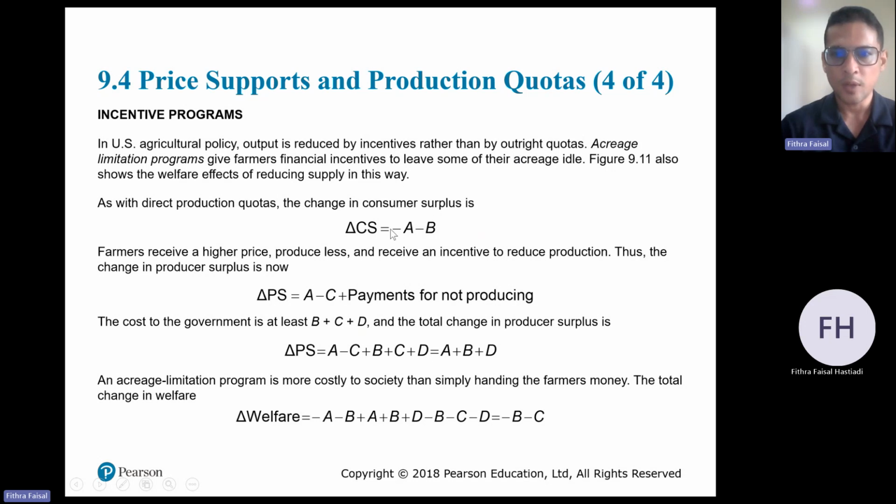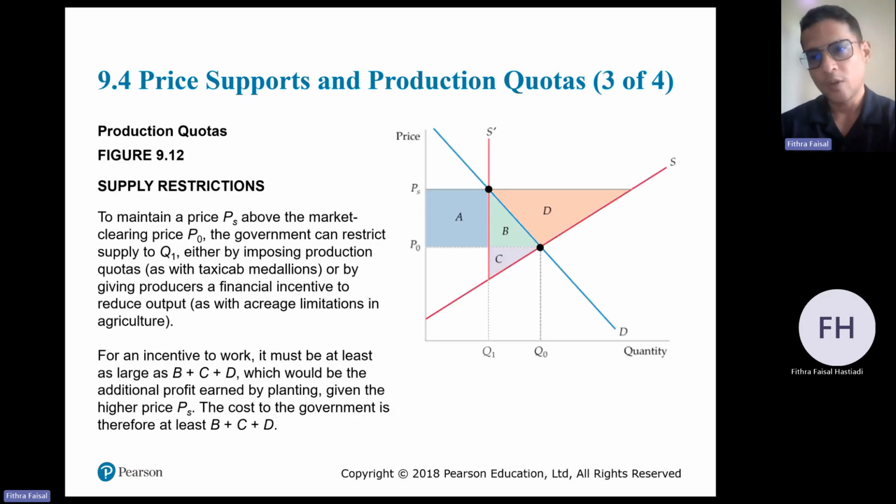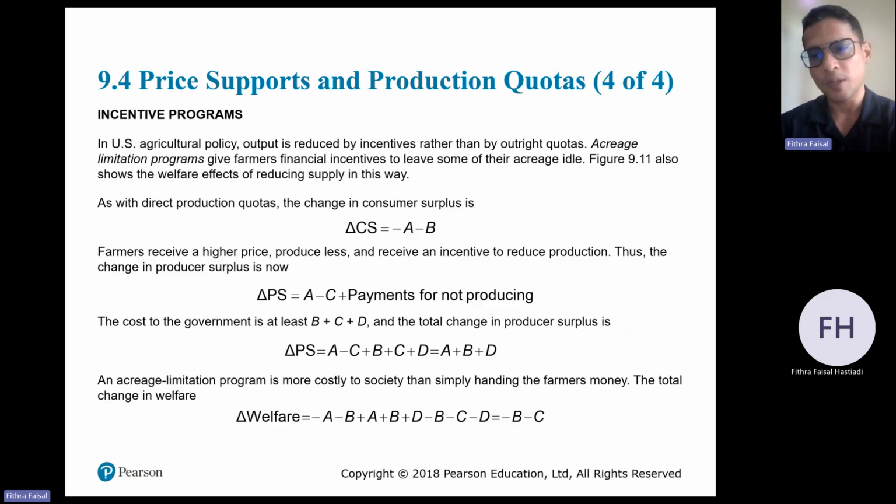ABD, and then we have minus A minus B here. The welfare effect should be minus A minus B plus ABD minus B, C, D. This is the welfare effect for the supply restriction, which endures a deadweight loss of B minus C, which is quite negative for the economy.